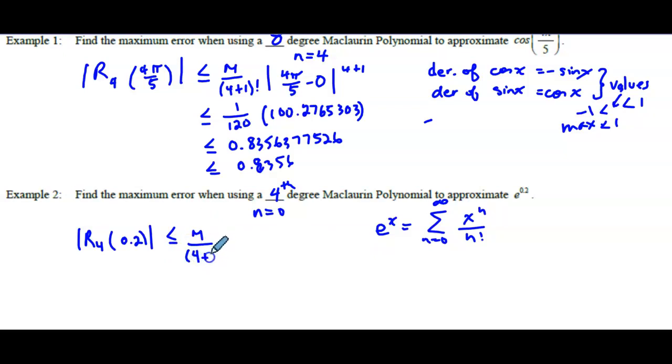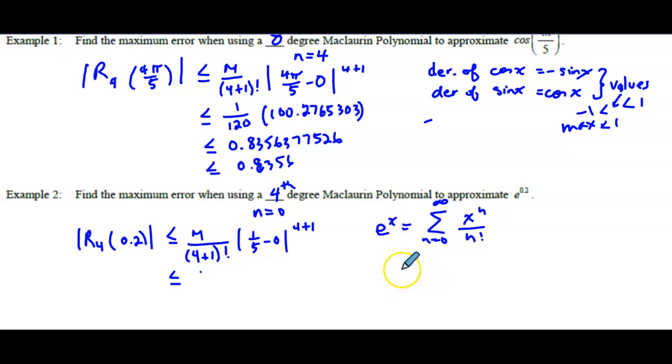4 plus 1 factorial. So this is always the same. It doesn't go back to this form. We're going to look at that formula for the remainder. So this is approximating it. So then this is 1/5 minus 0 to the 4 plus 1. Then that's going to be less than or equal to. Now we have to figure out what m is going to be.